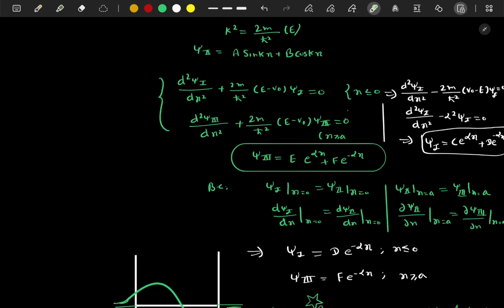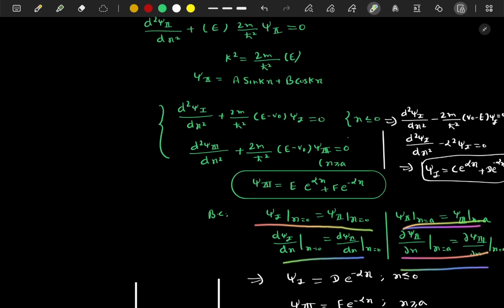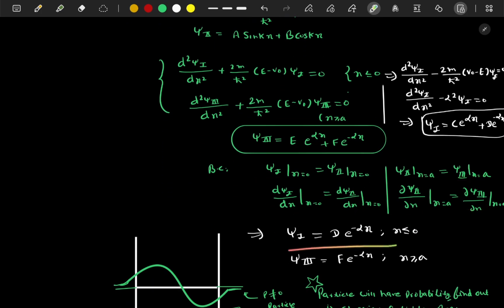So when you put the boundary conditions at x equal to 0 and x equal to a: at x equal to 0, psi first equals psi second, and at x equal to a, psi second equals psi third, for the wave function and their first derivatives. So psi first will lead us to D e to the power minus alpha x. This is the psi first. Okay, and for psi third, F e raised to the power minus alpha x.